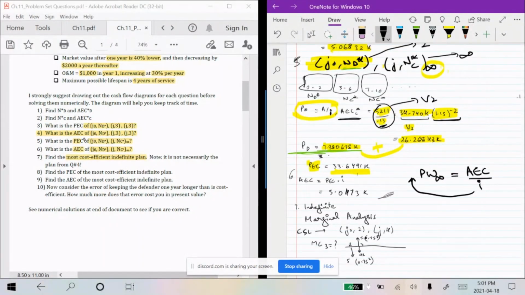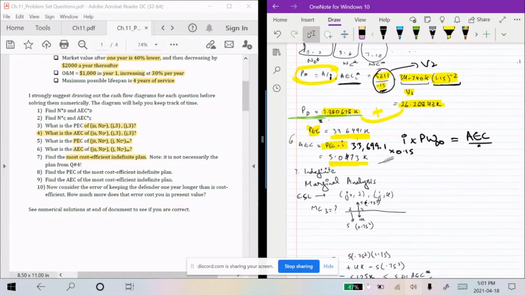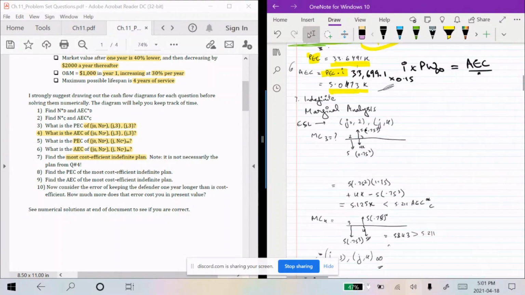You take I up there, it becomes I times present worth, which gives you the AEC. That's what we did here for question number 6. So that's what I'm doing here. Present equivalent cost times I, and the present equivalent cost was 33,649.1 times I, which was 0.15. You do this, you're going to get the annual cost to be 5,473. That's pretty much it for question number 5 and 6.